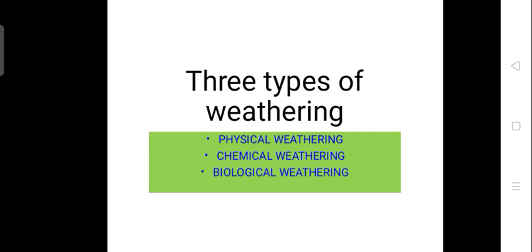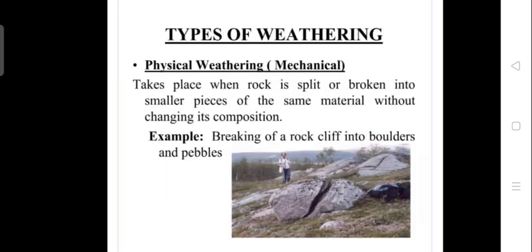Then we can look into three types of weathering. What are the three types of weathering? That is, first one is physical, second one is chemical, and third one is biological weathering. So in detail we can look into it. What is physical weathering? It is also known as mechanical weathering.